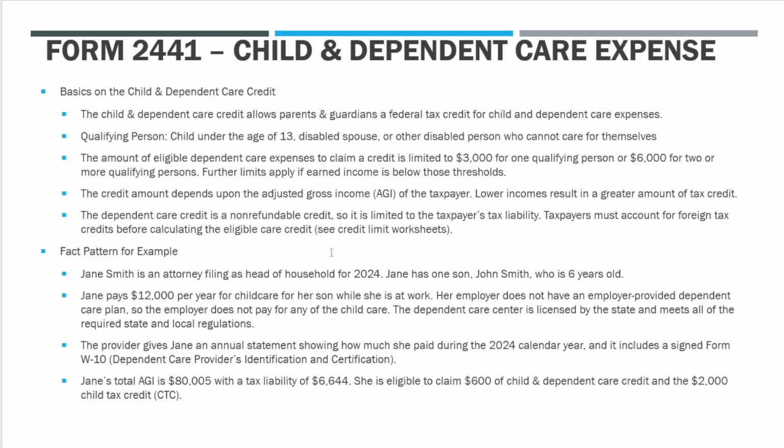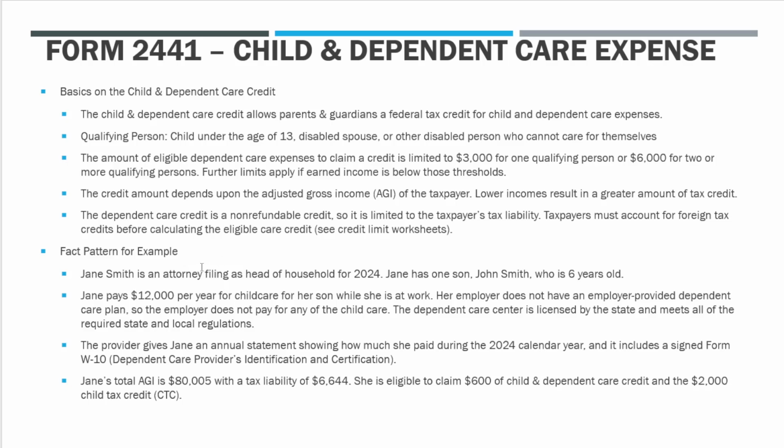So you have to complete these credit limit worksheets, and we'll look at those worksheets while we're completing the 2441. The other piece to remember with this is when you have your tax liability calculated, you must reduce it for any foreign tax credits that you're claiming before you work on this credit. And that's going to be evidenced in the credit limit worksheet. I'll show you how that all works.